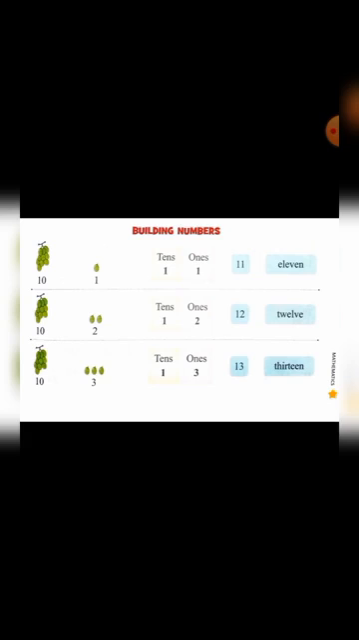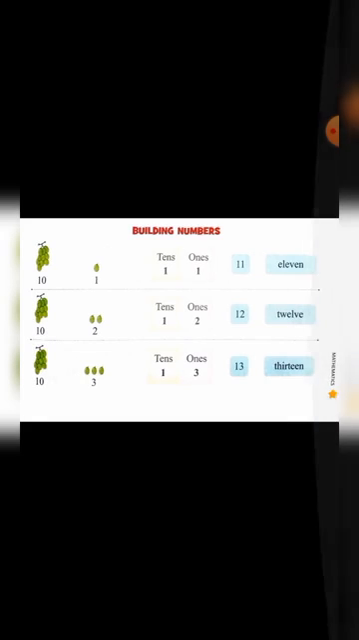Then there are 10 grapes, so we add 2 grapes. If we add 2 grapes, we get 12 grapes. We should write 2 in ones place and 1 in tens place. So 12. When we add 3 grapes to those 10 grapes, we get 13 grapes. We should write 3 in ones place and 1 in tens place. So we get 13.